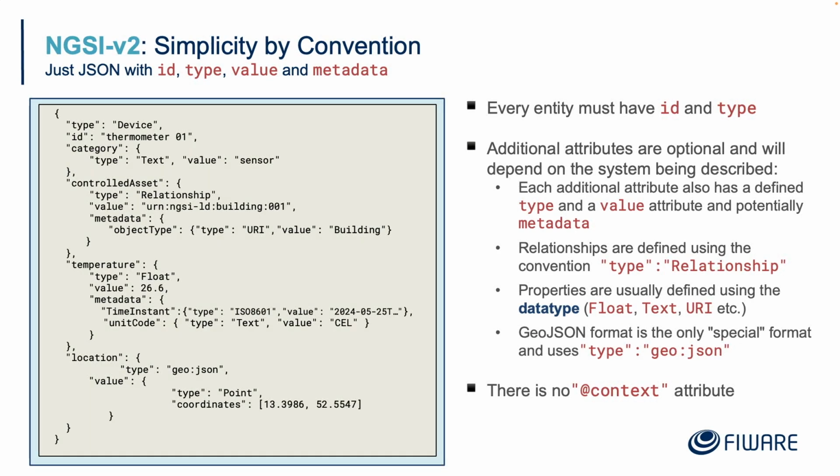Now, this is fine within your system because you have control of all of the data, so your system can work out that, hey, this is a relationship, this is an object type, because you know what the attributes are.